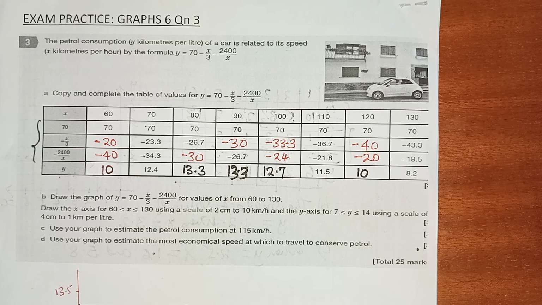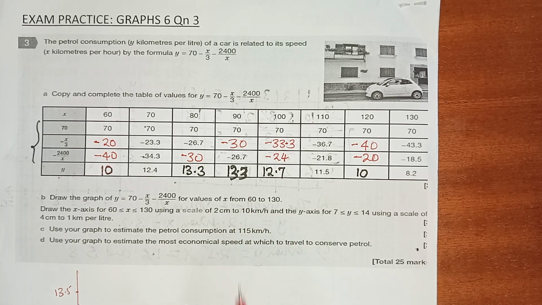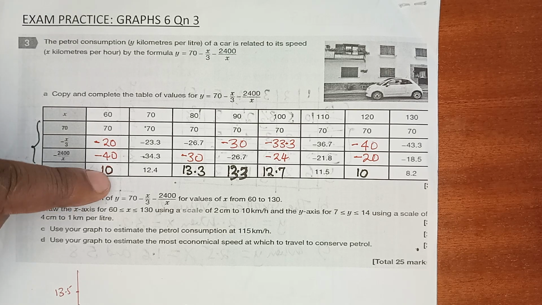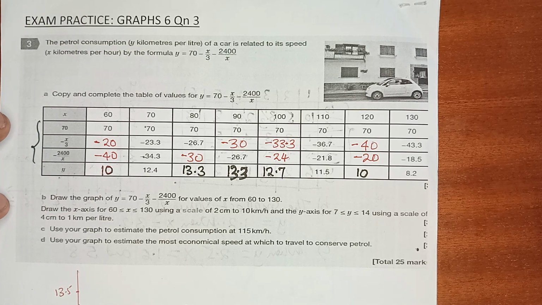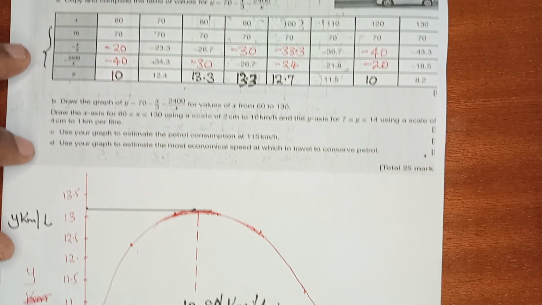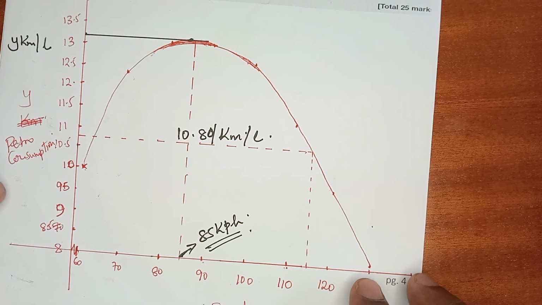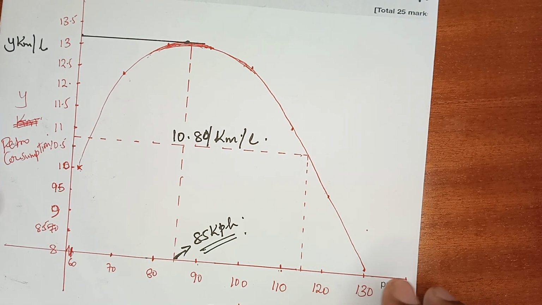Part B of the question is saying, draw the graph of y = 70 - x/3 - 2400/x for values of x between 60 all the way to 130. And this is just what I've done, because now I was picking values from the table, and all those values are actually now being plotted in the graph, and this is just what I came up with. So you will see the graph here. There comes the graph.